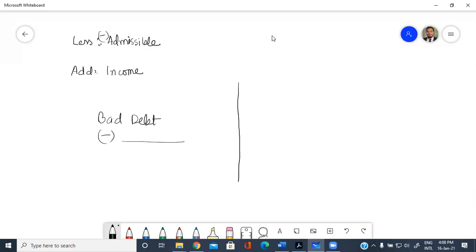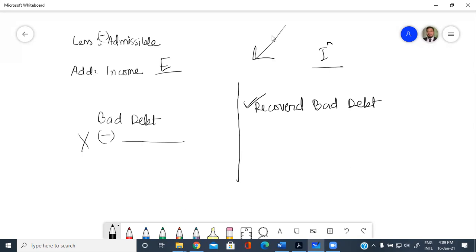Alternatively, what could we do? We could write the recovered bad debt on the right side as an income without subtracting here. Both are the same. These are income, these are expenses. So we are not getting any indication that this recovery amount has been inserted here, right?